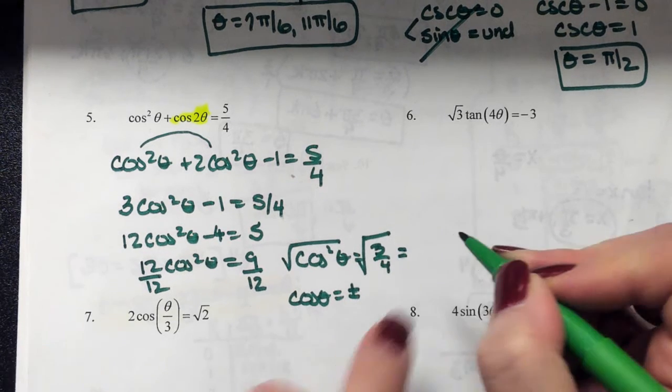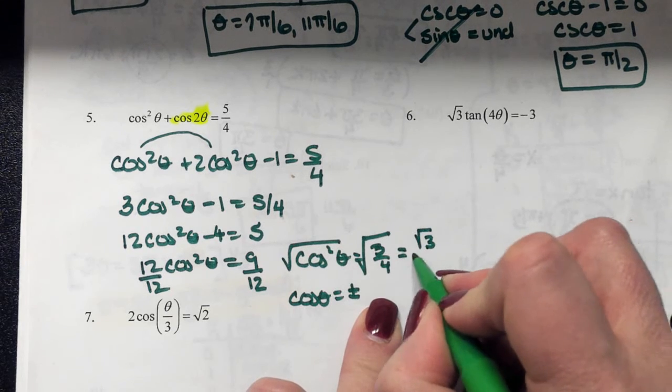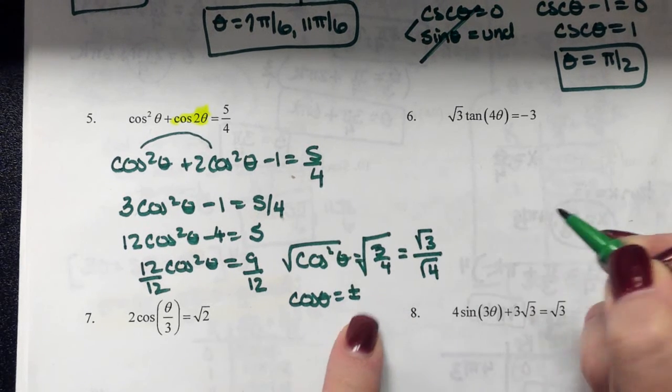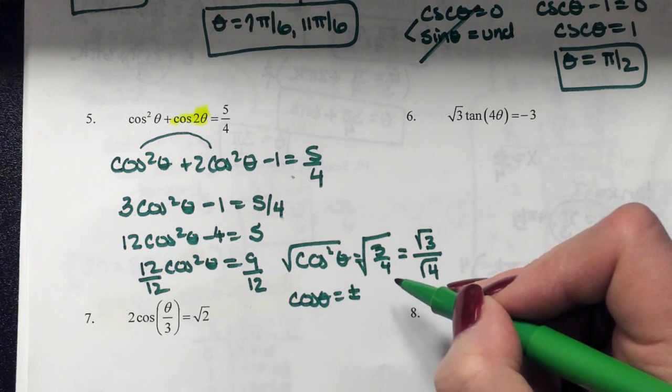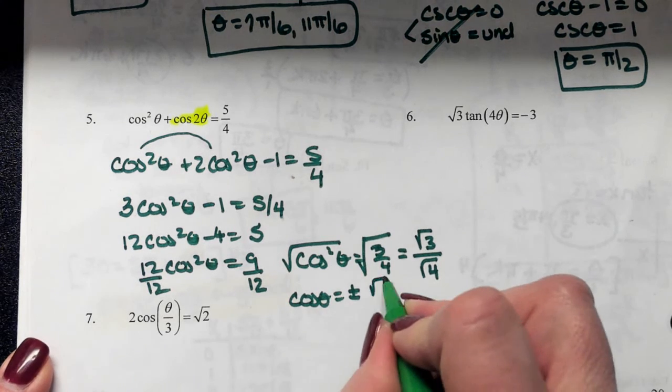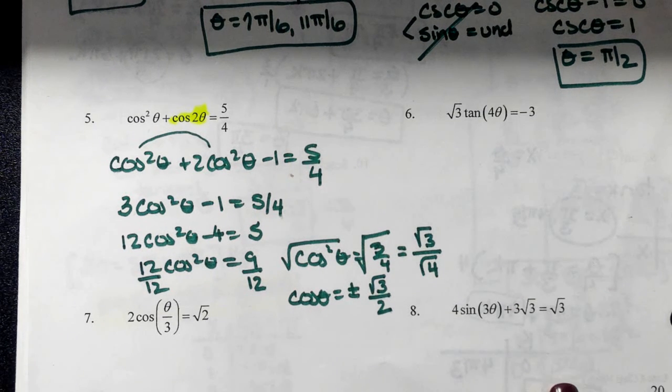Remember, when you have a fraction under a radical, you take the square root of the numerator and divide it by the square root of the denominator. So what does the square root of 3/4 actually reduce to? That reduces to the square root of 3 over 2. So don't forget, when you have a fraction under that radical, you take the square root of the numerator and divide it by the square root of the denominator.